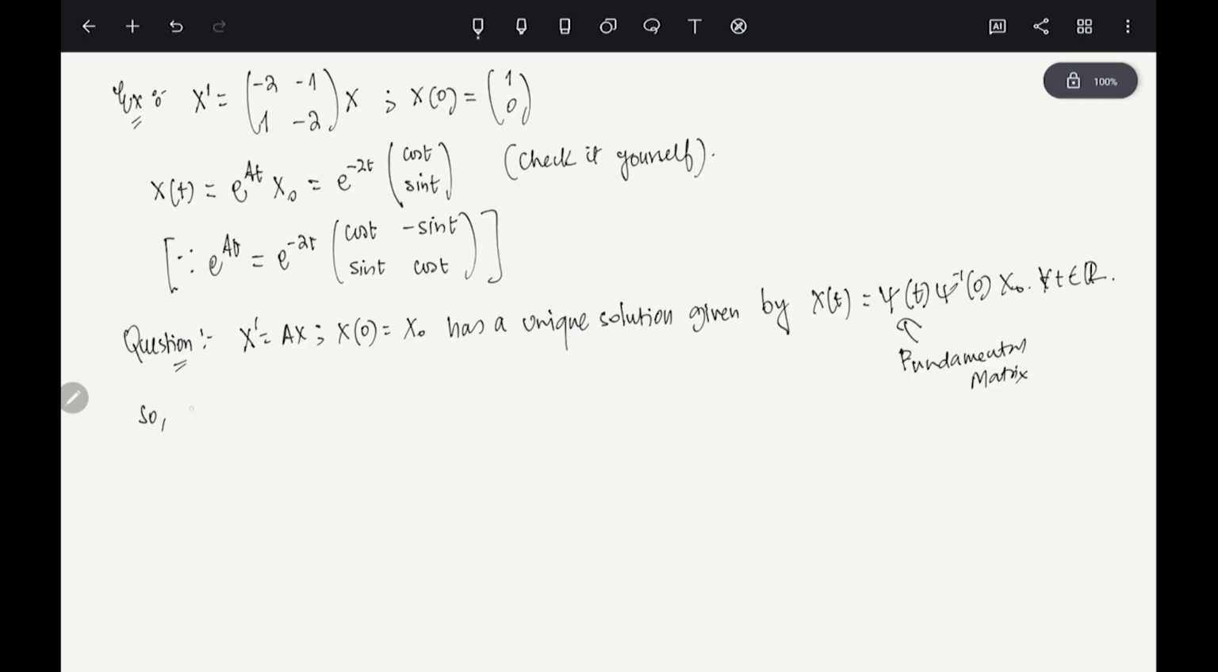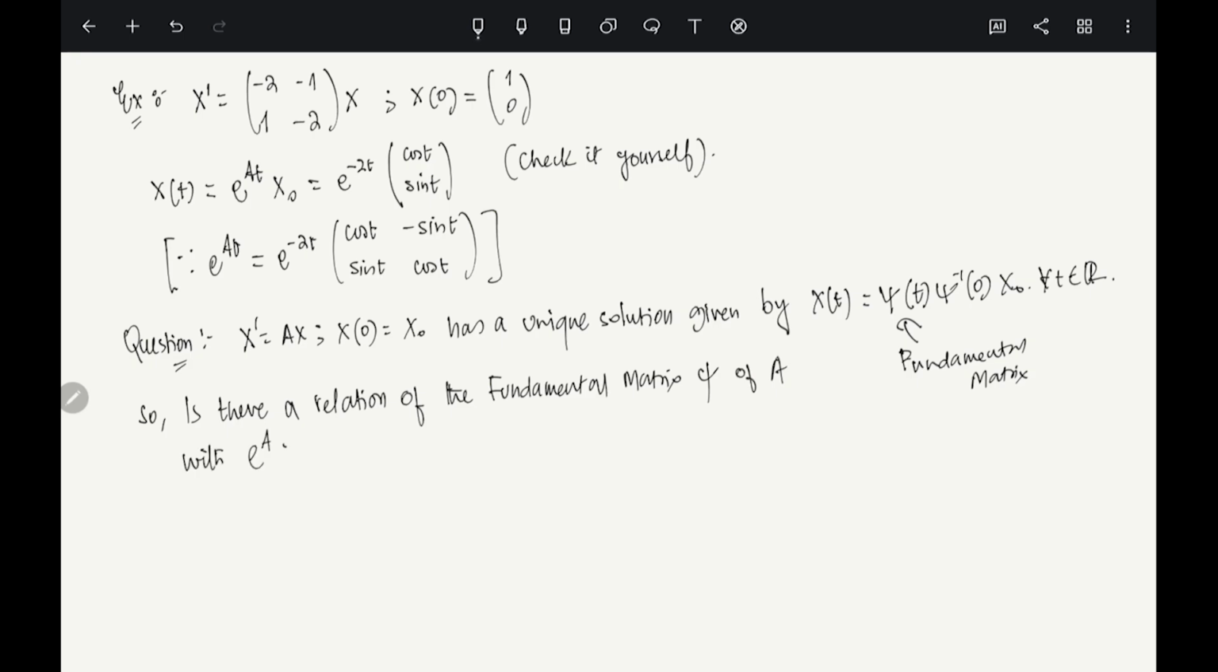Is there a relation of the fundamental matrix phi of t with the exponential of At? What do you think? See, you have to understand that in both situations it is a unique solution of exactly the same equation, and it passes through the same vector x naught in R^n, right? So one can say, without putting much emphasis here, that phi of t times phi inverse of 0 has to be e^{At}, no? It has to be e^{At}. There is no other option here.